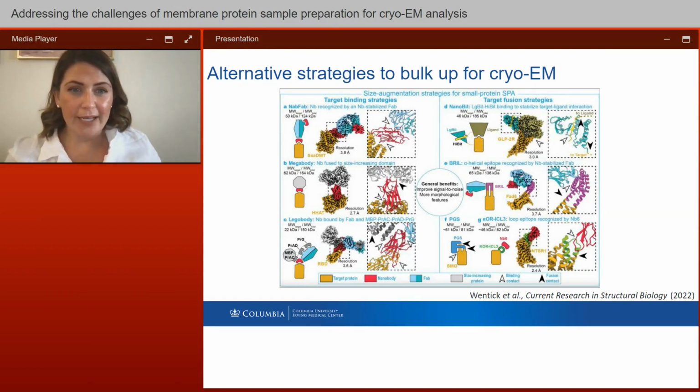I just put this slide in here to point out that using antibodies isn't the only strategy for giving yourself a fiducial. People also use nanobodies, and as you can see here, there are a range of different strategies, which has been reviewed really nicely by Wentinck et al. in Current Research in Structural Biology just last year. There are a number of different strategies, including the NabFab system, the megabody system, the Legobody system, and a range of target and fusion strategies to give yourself an opportunity to get a fiducial to get you that high resolution cryo-EM structure you're after.